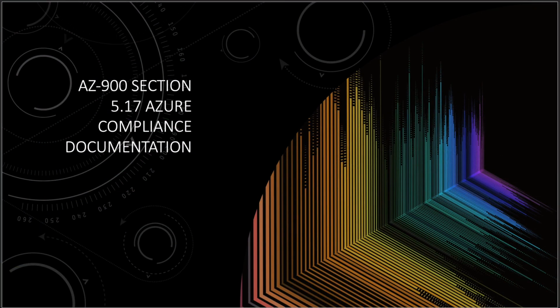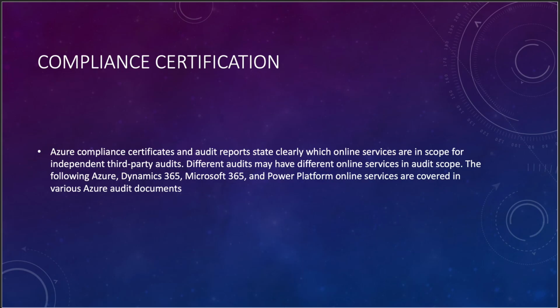Okay, we are into section 5.17. We're going to talk about Azure compliance documentation. So again, section 5 has really covered a lot of compliance and a lot of the tools, systems, and standards that you use. And Azure compliance certificates and audit reports really are a different part of the process. So you really do want to understand the Azure compliance process for the things that Azure actually controls.